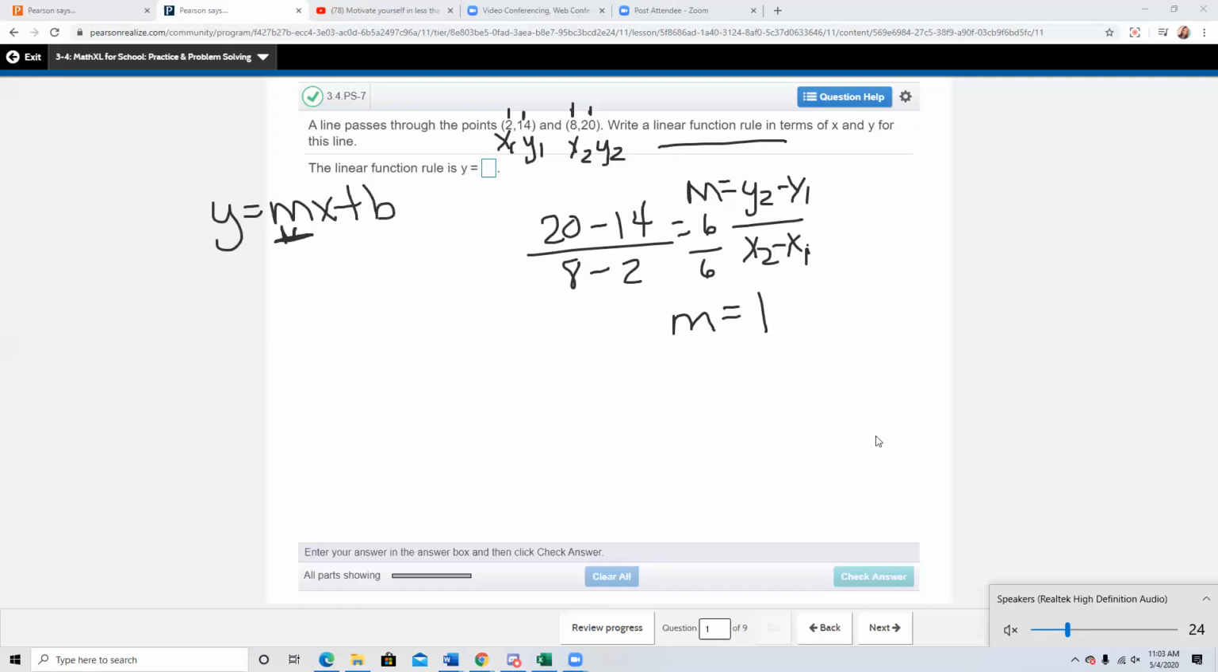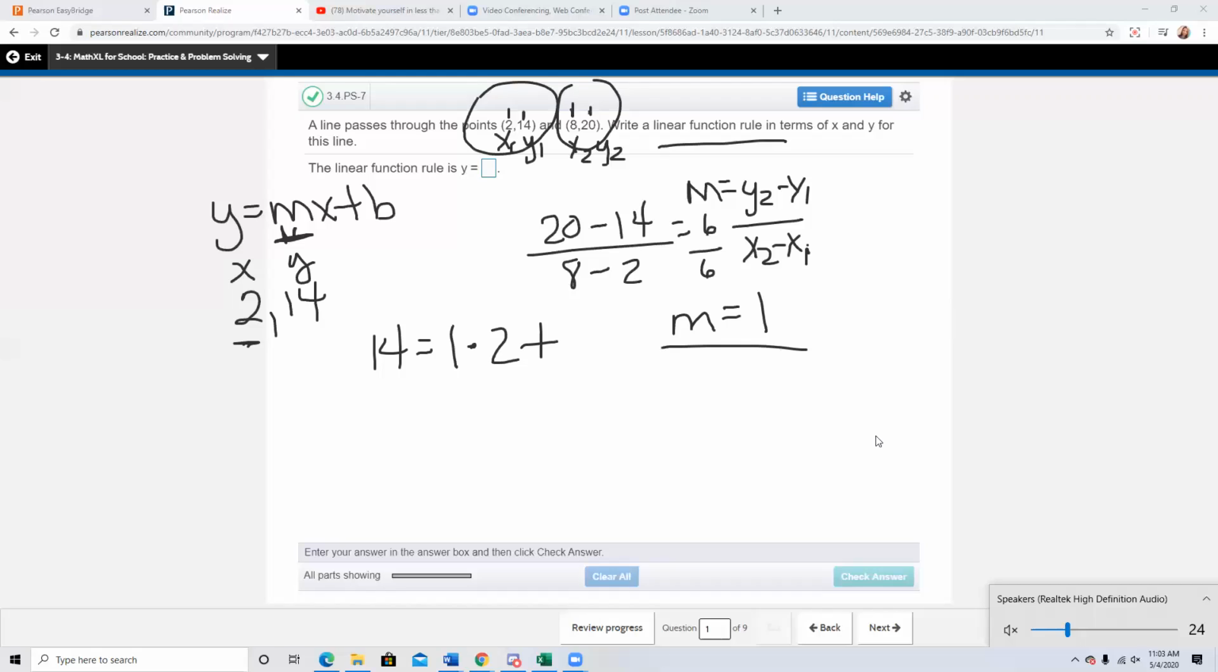Now we can use either one of these points to find our formula or equation rule. We'll use the first one, which is 2 and 14. 2 is our x, y is 14. So 14 equals our m, which is 1, times 2, which is our x, remember, plus b, because we don't know what b is. 1 times 2 is 2, plus b, so now we have 14 equals 2 plus b. You subtract 2 from both sides, and now b is equal to 12.